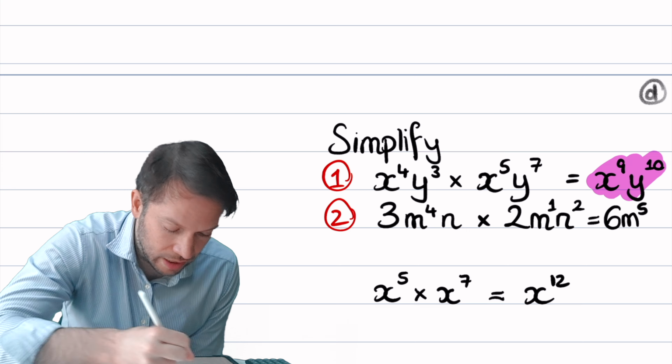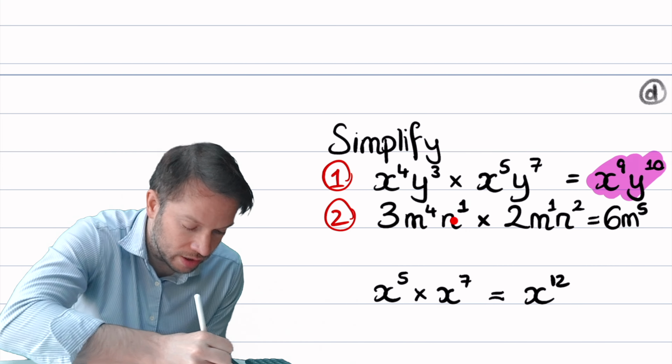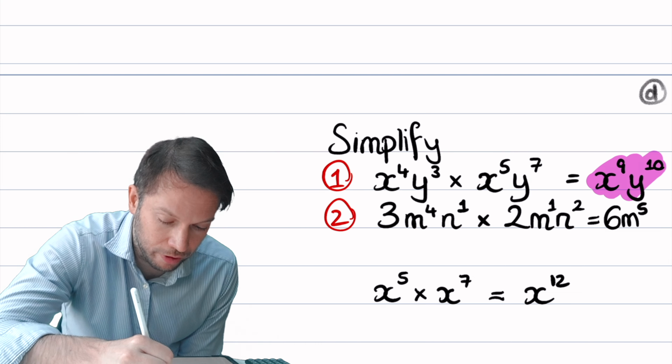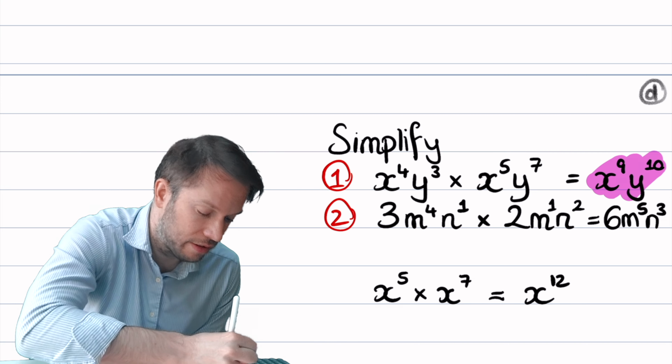And then we've got n to the power of 1, put a little cheeky power of 1. N to the 1 times n squared. 1 plus 2 is 3, so it's n to the power of 3. And again, that's the final answer.